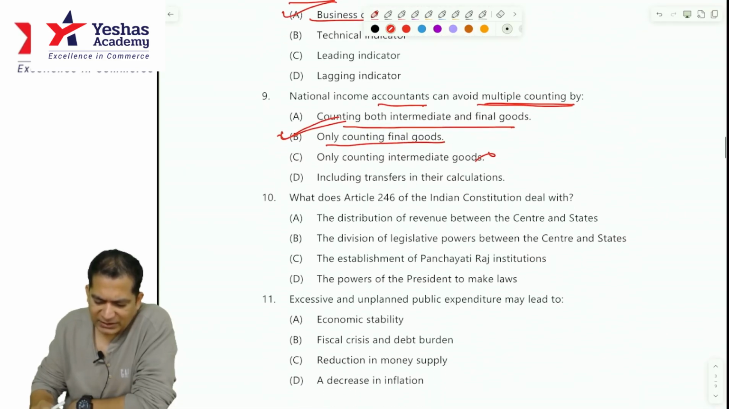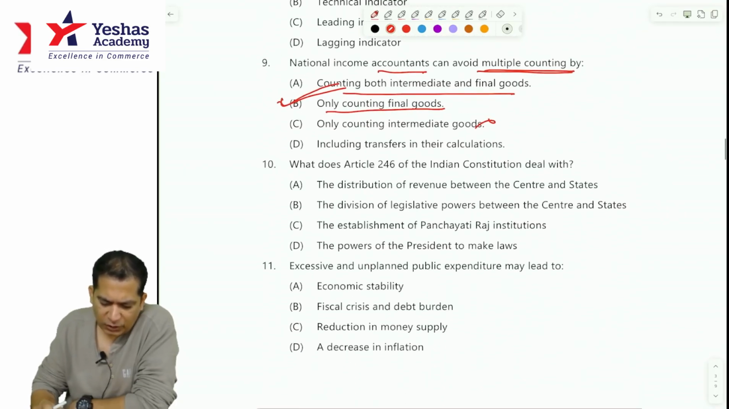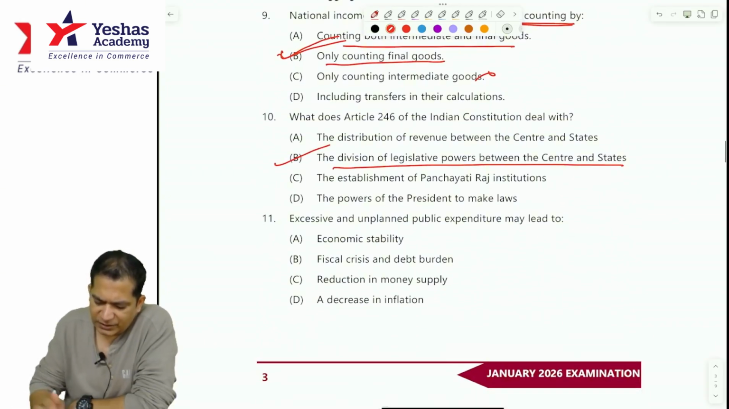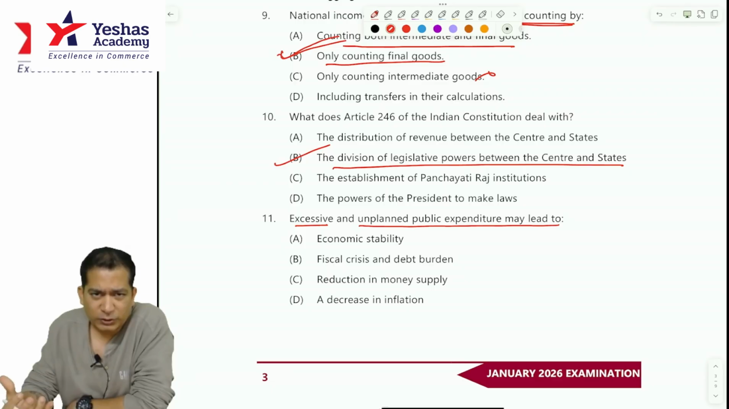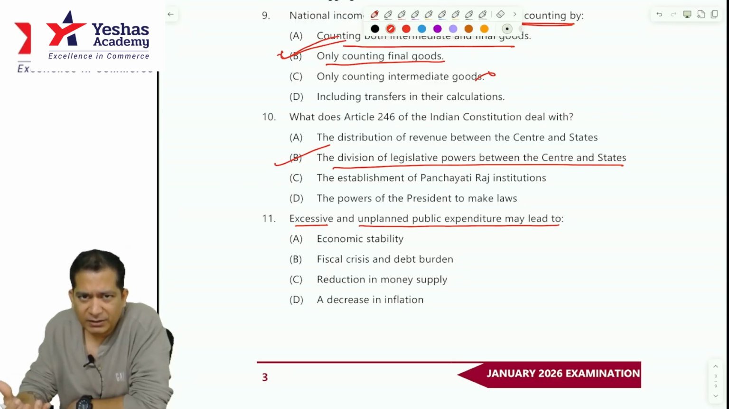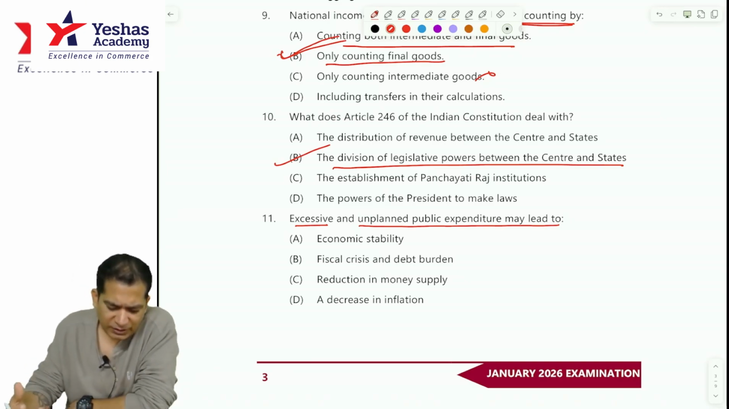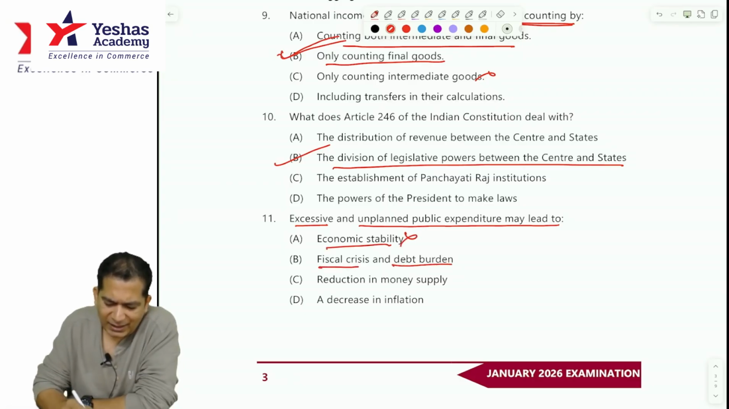Now, what does Article 246 of the Constitution deal with? Division of legislative power between the center and the state. Next question: excessive and unplanned public expenditure may lead to. It means you are spending too much money and unplanned money. Most of this money will go towards wastage and the government will always be in a deficit that will create a perpetual burden on the future generation. So economic stability, no. It will lead to fiscal crisis and debt burden.